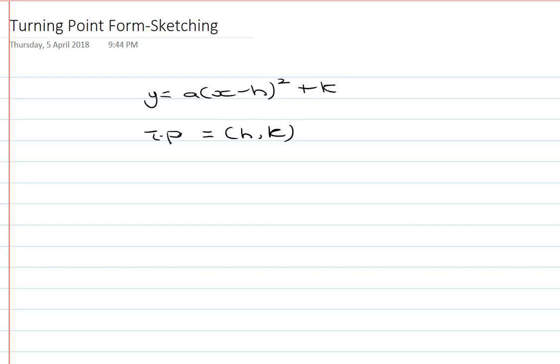So let's go into some knowledge about the graph x squared. Just remember, when A is a positive number, we're dealing with a positive quadratic, a positive parabola, which I call a smiley face. And when A is negative, we're dealing with an unhappy face, so it's a negative parabola.